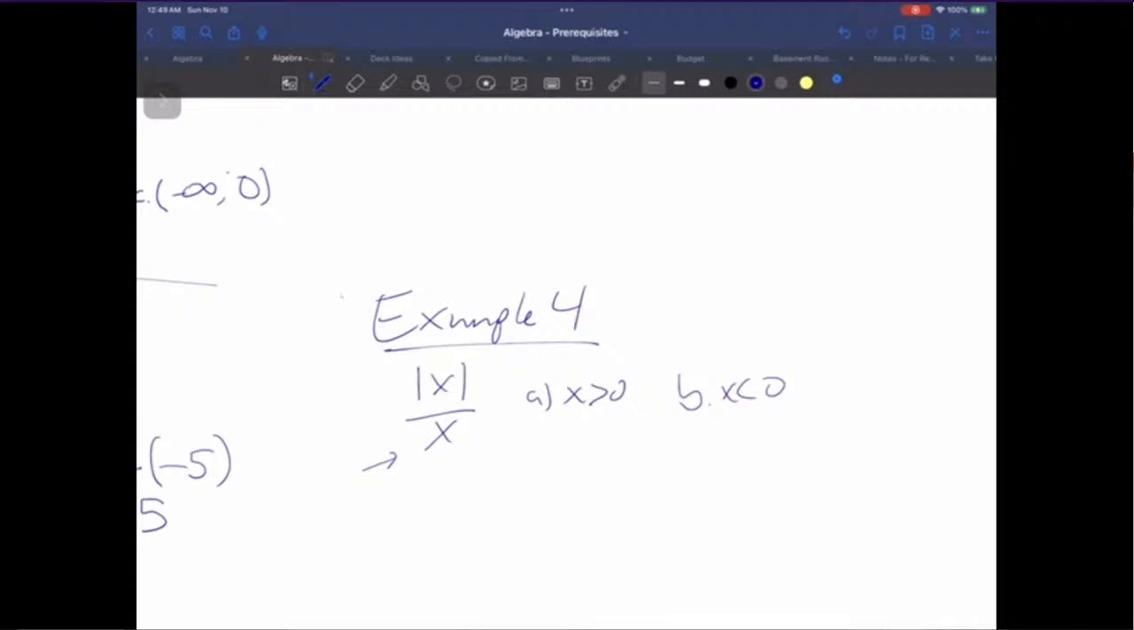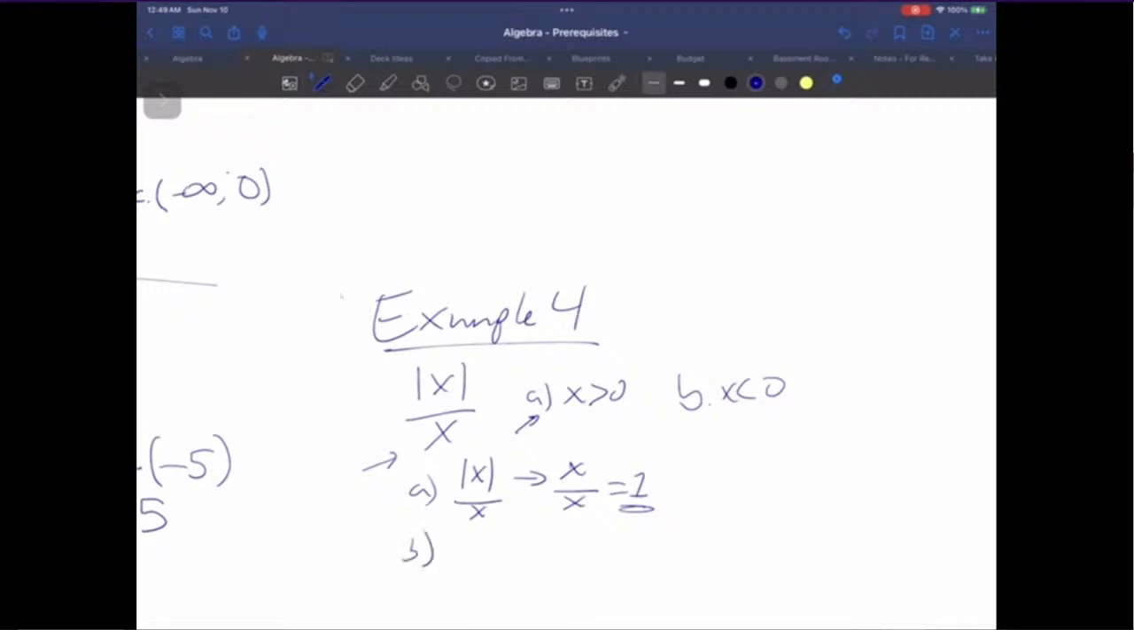So here we're looking at x greater than 0, x less than 0. So remember, the absolute value of x, now we know x is positive, so the absolute value of x can then just be written as x, divided by x, and we know that that's equal to 1. So for all positive numbers, the absolute value of the number divided by itself is 1.